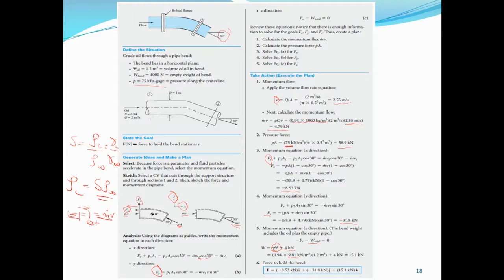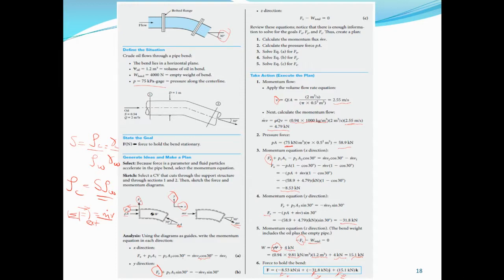So now from here we multiply by the volume, because we know the volume of the pipe bend. The crude oil is occupying the whole volume, hence we add the weight of the empty pipe bend to get W. And once we get W, we can simply get Fz. Then the force to hold the pipe bend is given in vector form, ijk: this is Fx for the i, Fy for the j, and Fz for the k.